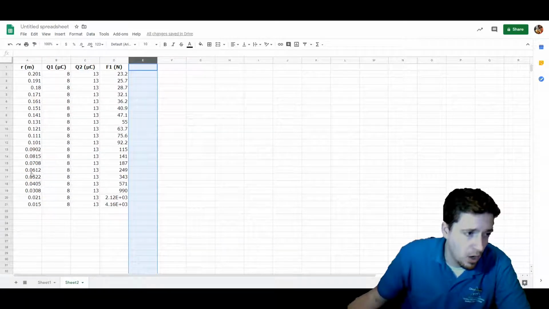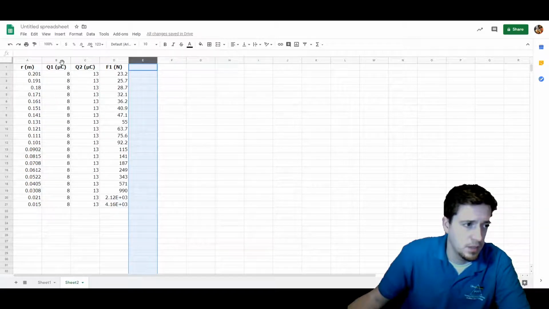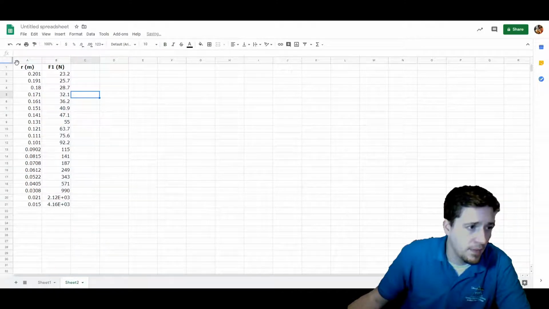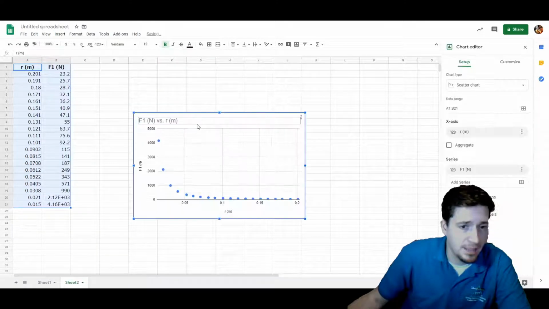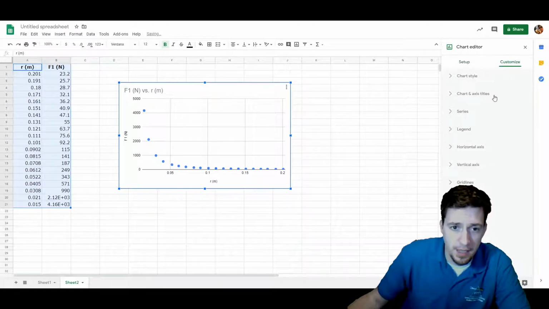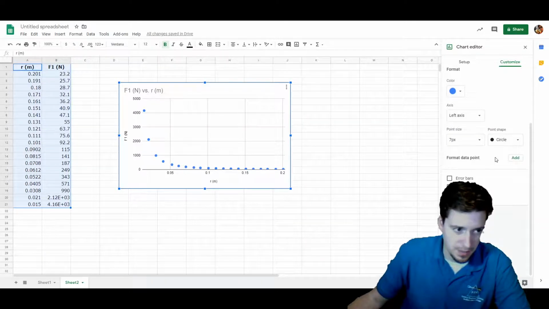But now I'm really looking at R, and I don't really care about the charges. You see, I picked 8 and 13. I was just trying to pick different numbers than you did. I imagine a lot of you just left it as 1 and 1. So I'm going to delete those. Now I will highlight this data, insert, chart, making a chart.